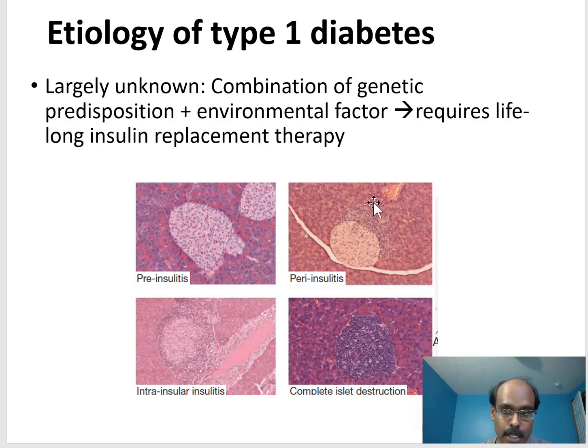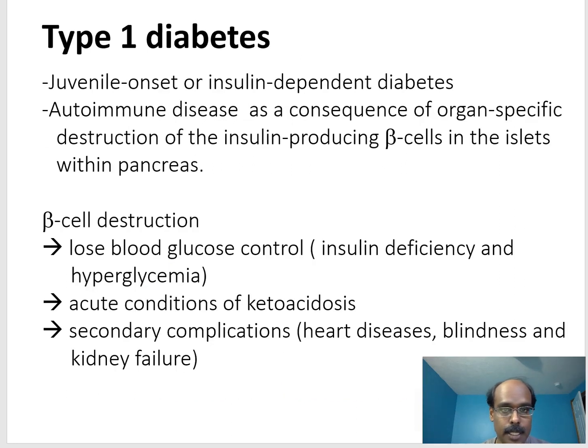And most of the time, these autoantibodies, meaning antibodies that are generated against our own protein, cause this dysfunction and result in type 1 diabetes. I mentioned juvenile onset and insulin dependent are the previous classification, but we now call them type 1 diabetes. It usually happens due to autoimmunity and as a consequence of destruction, that means destruction of insulin producing beta cells in the islets of the pancreas.